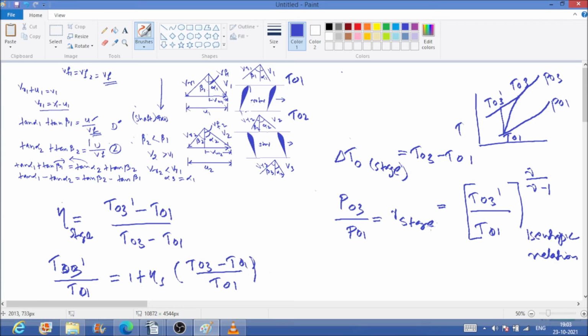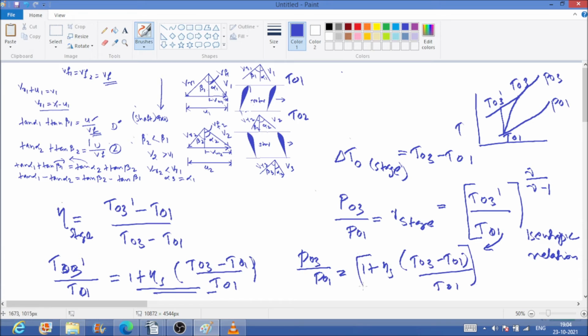Now see, what is this pressure ratio? Pressure ratio is P03 by P01, and that is equal to T03 dash by T01. So for this I have got a new expression, and I back substitute that. So P03 by P01 is equal to (1 plus eta s (T03 minus T01) divided by T01) all raised to gamma by gamma minus 1, and this is the expression for small r s.